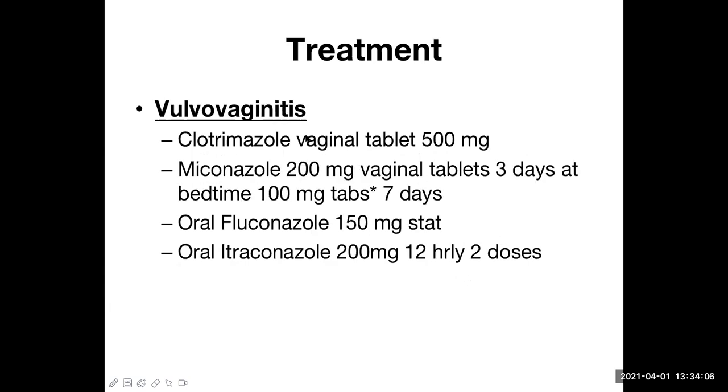Now, in case of a female, if vulvovaginitis is the problem, then we can go for clotrimazole vaginal tablet or vaginal pessary, we say. Miconazole is another option. Can go for oral fluconazole in a bit of a serious type of condition. This is a systemic antifungal drug, or even oral itraconazole is another option. So different choices are there.